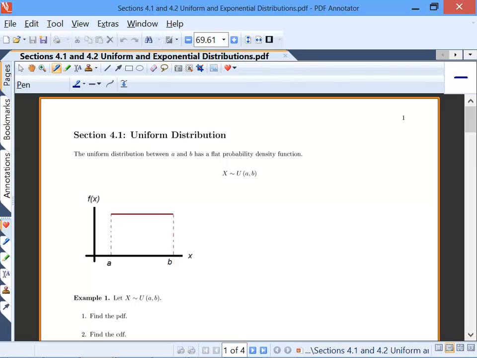Okay. The first one is the easiest one. It is the uniform distribution. And it's just a flat probability density function. So it just makes a nice looking rectangle. And we say that x is distributed uniformly from A to B. Notice the actual PDF is just the flat line. It goes from A to B.